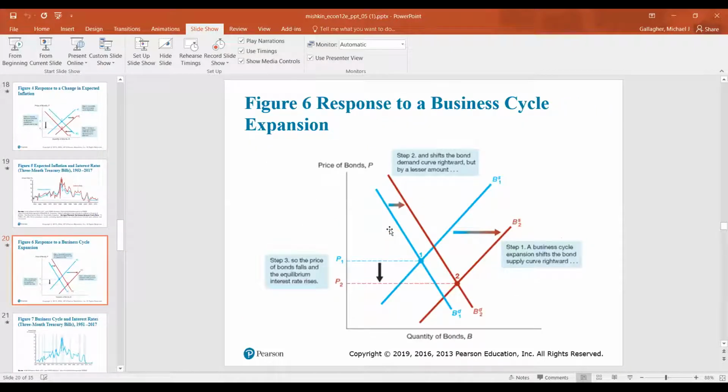Response to a business cycle expansion. A business cycle expansion will shift the bond supply curve to the right. Step 2 shifts the bond demand curve to the right, but by a smaller amount, perhaps. Step 3, the price of bonds will fall and interest rate rises.